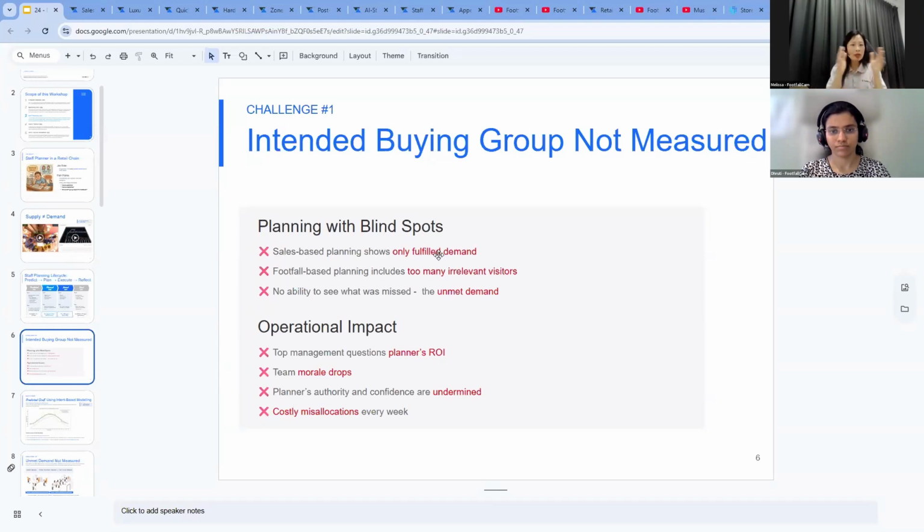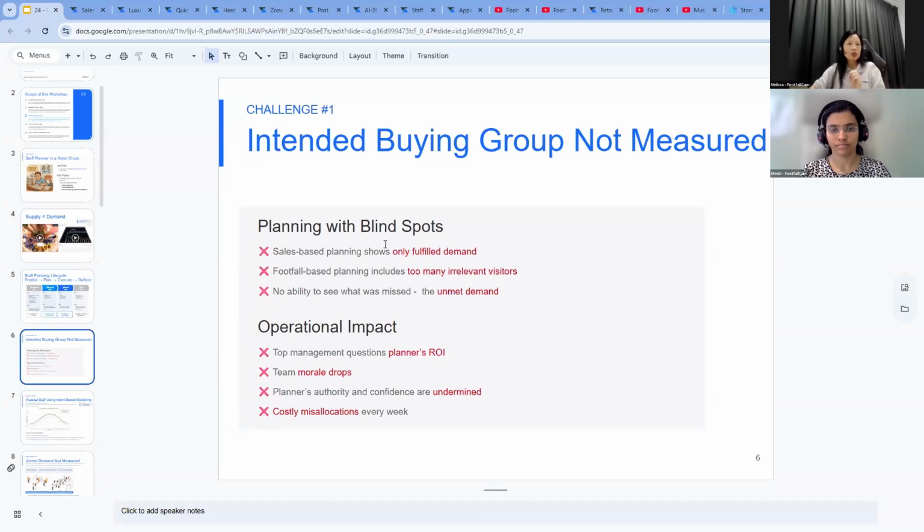For example, if you have 1,000 people walk through your store in a day, but only 300 of them showed behavior patterns consistent with a genuine purchase intent, then your real staffing requirement should be based on those 300 and not the 1,000. Because your total footfall has a lot of irrelevant visitors. Otherwise, you're planning to serve the browser and not the buyer. And if you plan based on sales, then you're planning for the people you successfully served, not the ones you missed. So that means you're reinforcing your past mistakes without ever actually seeing them.